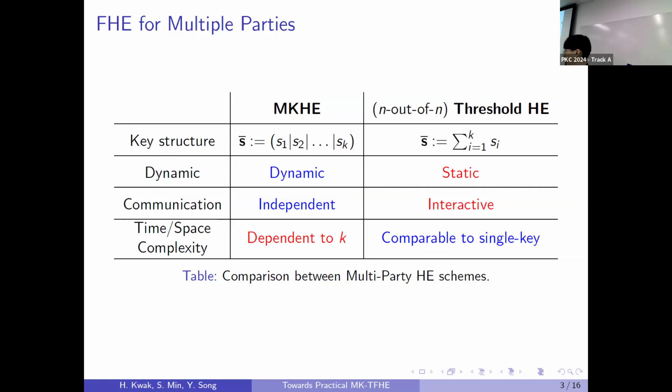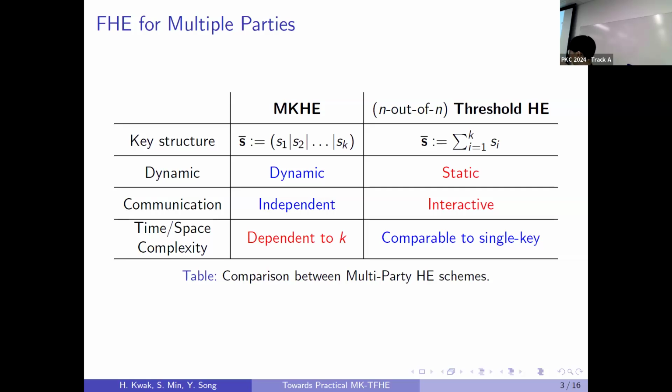In a multi-key HE scheme, you don't need to interact with other parties. If you just download the common reference string, then you can just publish your public key and they will do the computation. But if you are using threshold HE, then you need to know which parties will be joining the computation, and you have to interact with those parties.